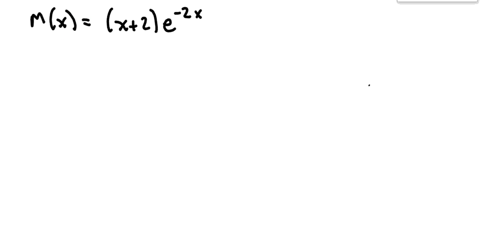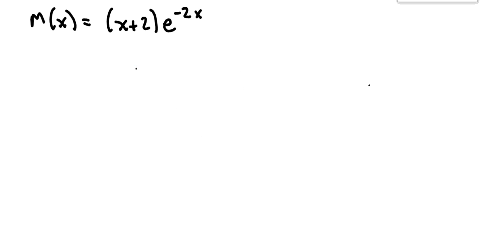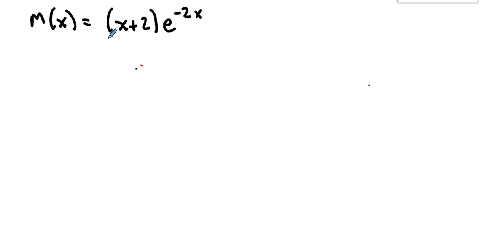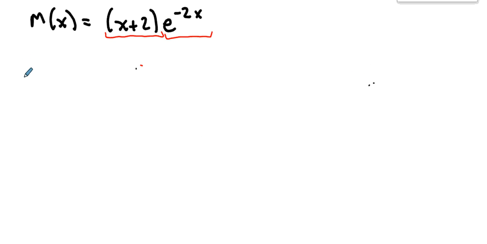So here is the function, and I just want to make sure I have the pen set up right. What I see when I look at this function is that it's obviously made up of two functions multiplied together. The first function is x plus 2 and the next function is e to the exponent negative 2x. So we're going to use the product rule here. Let's go ahead and take the derivative.